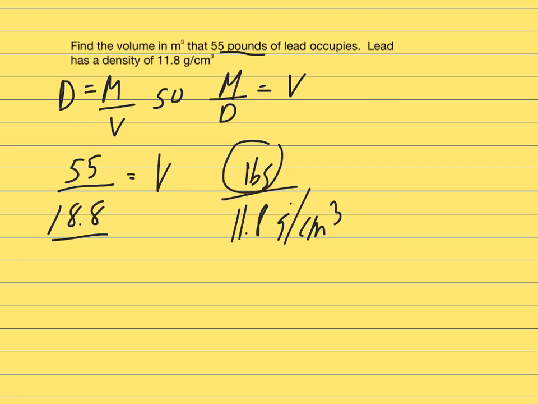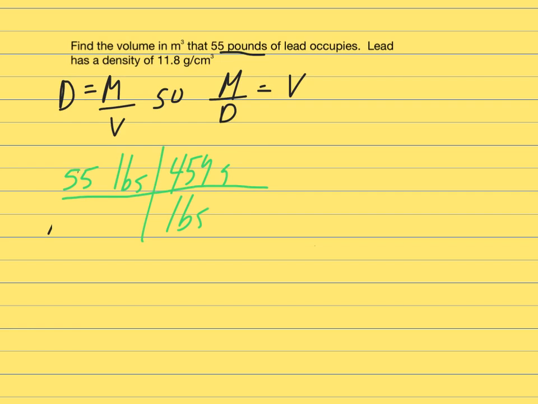Hopefully you can see that 55 pounds divided by 11.8 grams per cubic centimeter has a problem dimensionally with the mass units, and furthermore, when you finish the problem, there's still a volume unit problem, because this is in terms of cubic centimeters, and we want the answer in terms of cubic meters. I would strongly suggest using dimensional analysis for this problem.